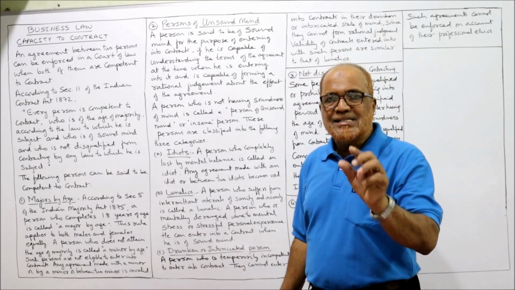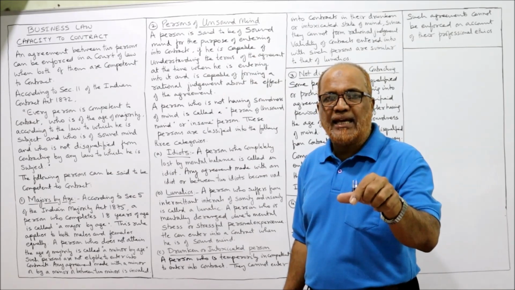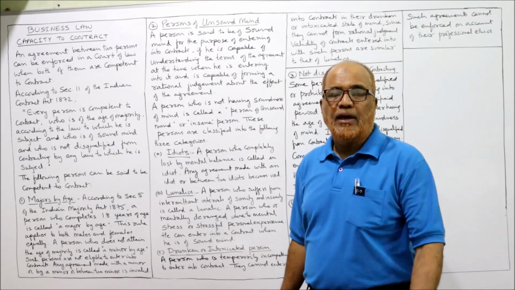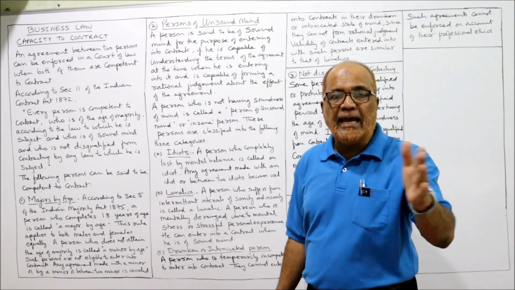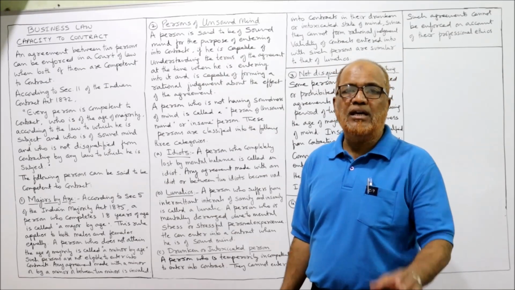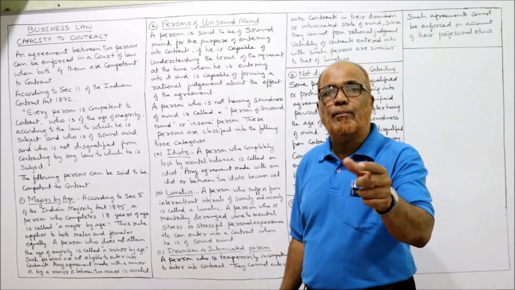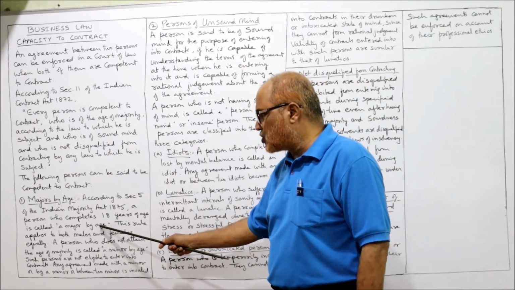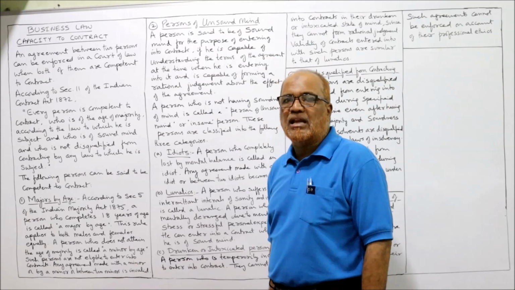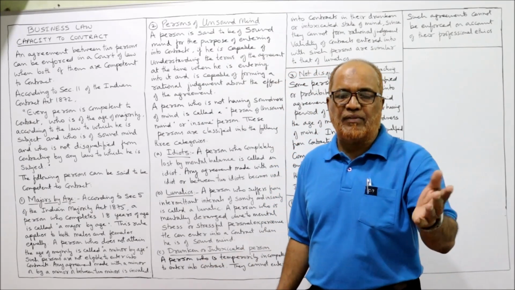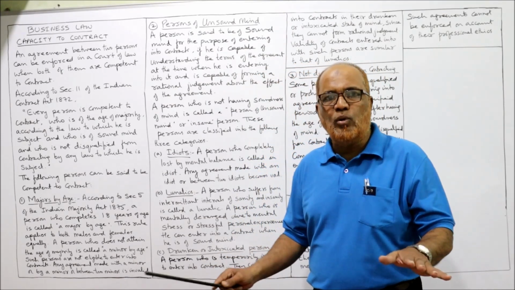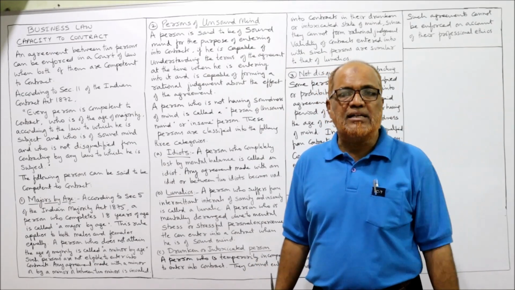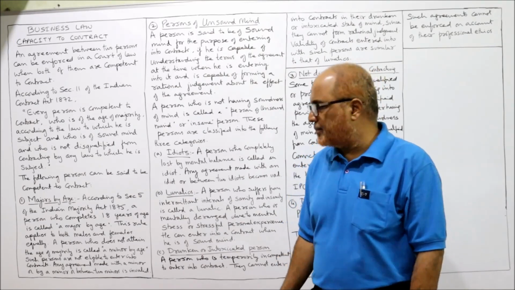So according to section 5 of the Indian Majority Act 1875, a person who completes 18 years of age is said to be a major by age. This rule applies to both males and females. We don't have separate rules for males and females. For males and females, the same rule will apply. Below 18 years, minor. 18 and above, major.